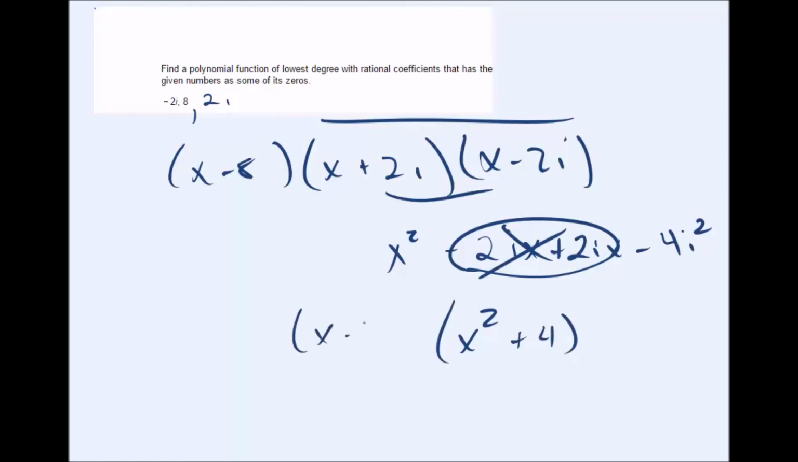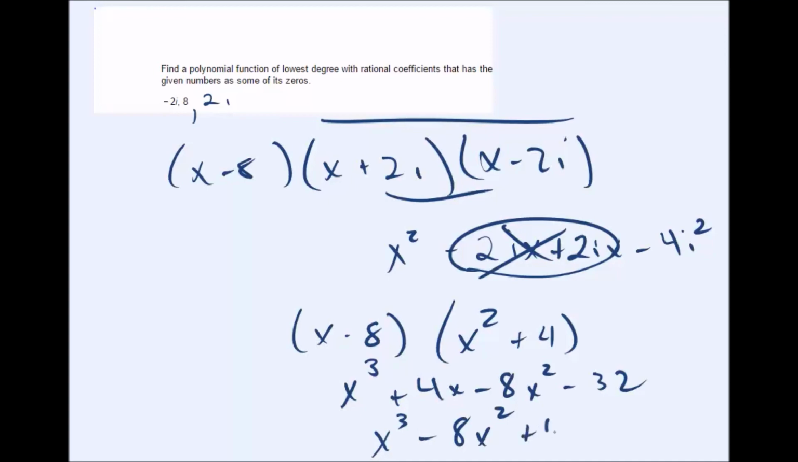And we'll go through and multiply x minus 8 by that to get x cubed plus 4x minus 8x squared minus 32, and put that in standard form with decreasing exponents, x cubed minus 8x squared plus 4x minus 32, and that's going to be your answer. We found a polynomial function with these zeros.